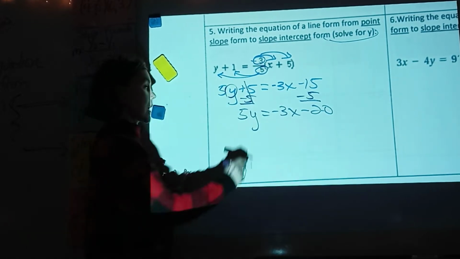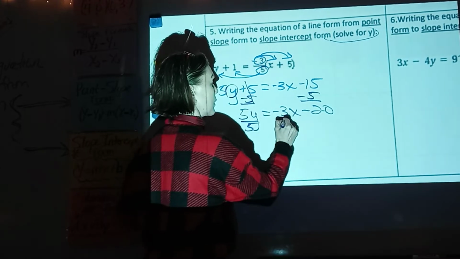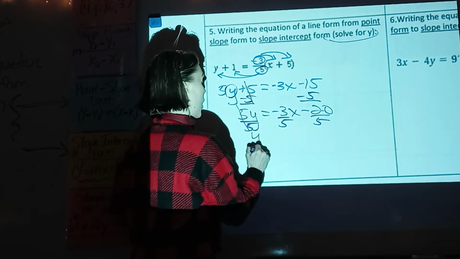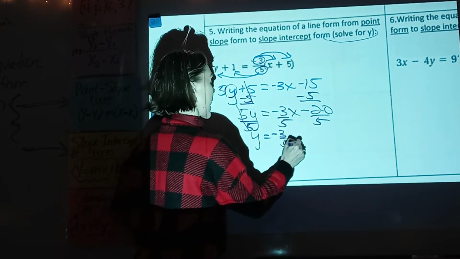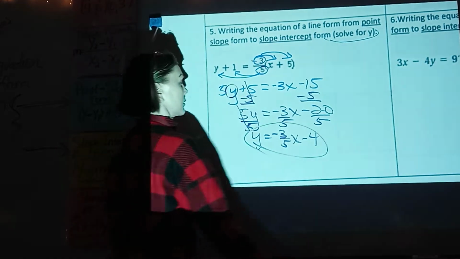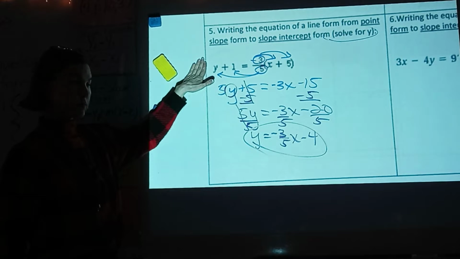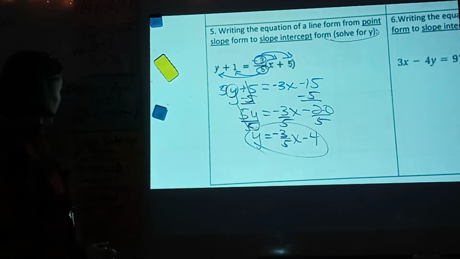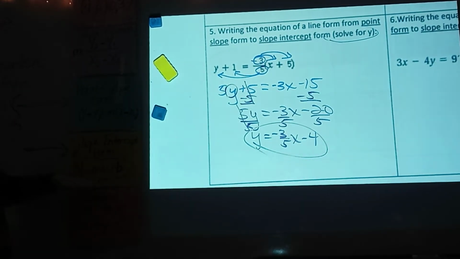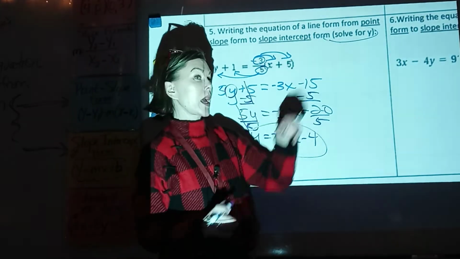Okay, and then our last step is to divide by 5. And then y equals -3/5 x minus 4. You just took it from point-slope form and solved for slope-intercept form with one step, solving for y.